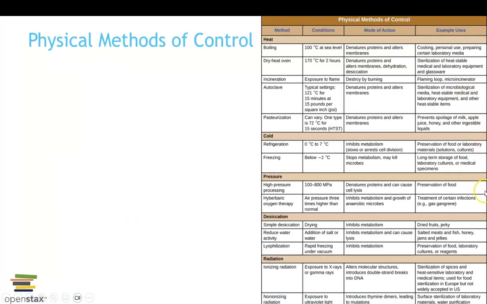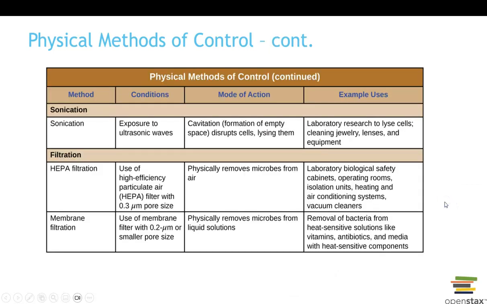This is a nice table for you from your textbook, so you can see the different physical methods of control that we talked about. We talked about heat, cold, pressure, desiccation, radiation, and also sonication and filtration as well.